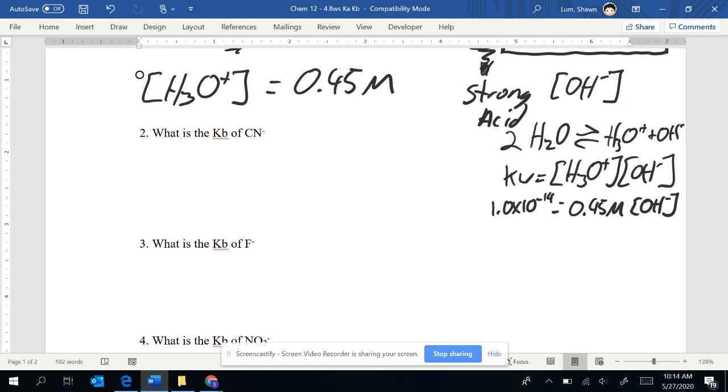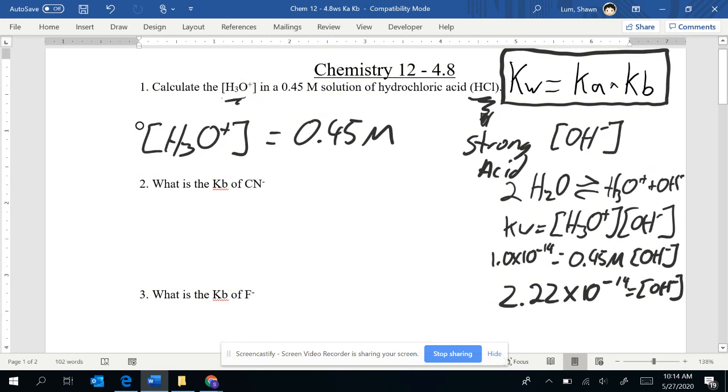I have my calculator here. I can divide both sides by 0.45. So 1 times 10 to the minus 14 divided by 0.45 equals 2.22 times 10 to the negative 14, and that is the concentration of our OH-. So that would be the concentration of OH- for the very first question. Okay, so that's a little bit of stuff from last time.